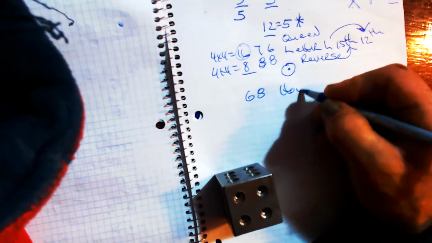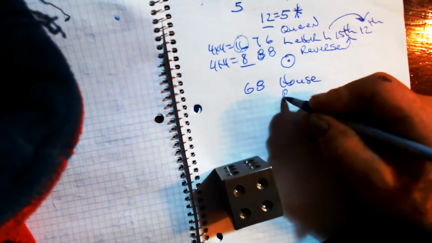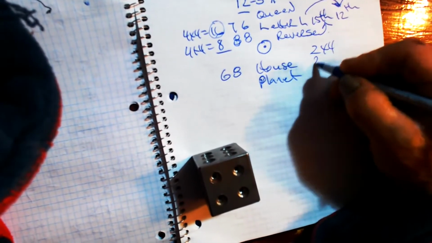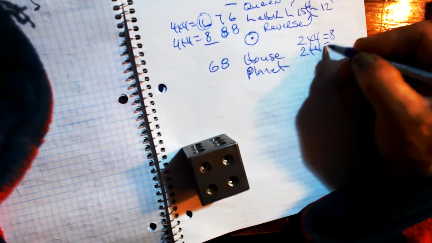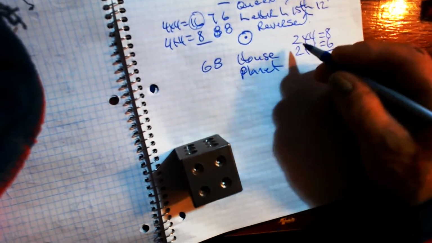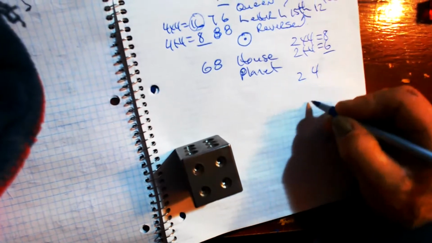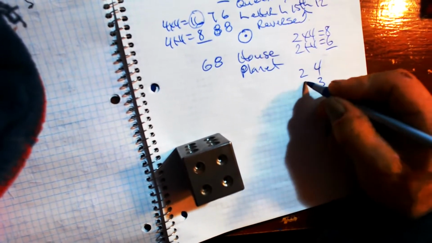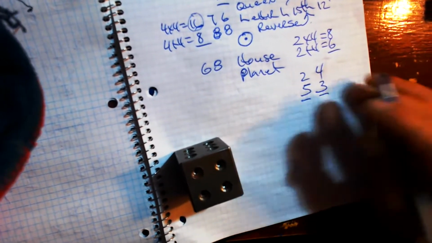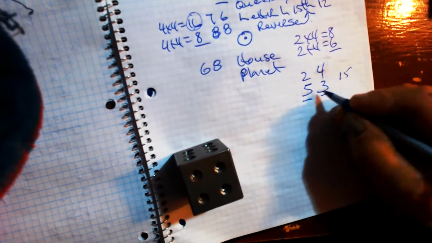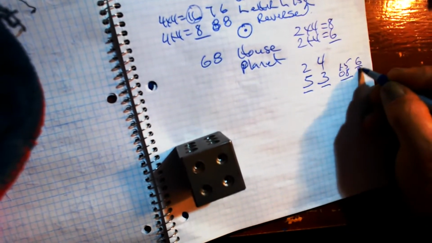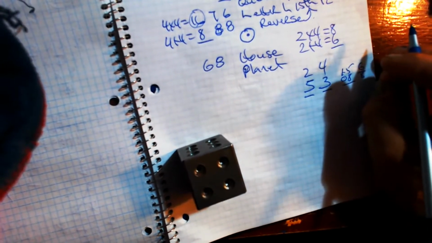68, the word for number 68 is the house planet. Created by 2 times 4, 2 plus 4 equals 8 equals 6. So if we look back at what the 8 and the reverse of 2 and 4 is, the 4 is the reverse 3, and 5 is the reverse of that. That's 8. 3 times 5 is 15. 3 plus 5 is 8. 5 and 1 equals 6, 8. It becomes the house planet.